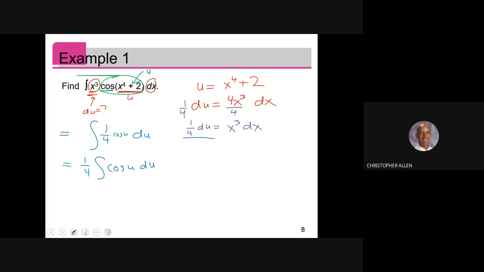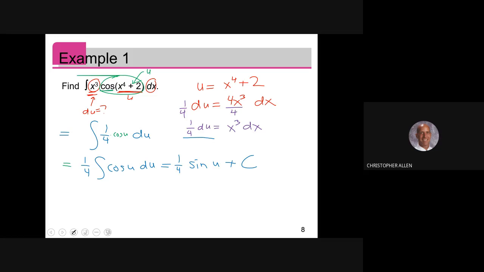By the way, I want you to ignore the 1/4 for just a second. Would you guys agree that this integral here looks a lot friendlier than the original beast that we were looking at? Looks a lot better, doesn't it? So now, what is the antiderivative of cosine? Sine of u. So this simply becomes 1/4 the sine of u, okay? Plus c, don't forget the plus c. Don't forget the constant of integration.